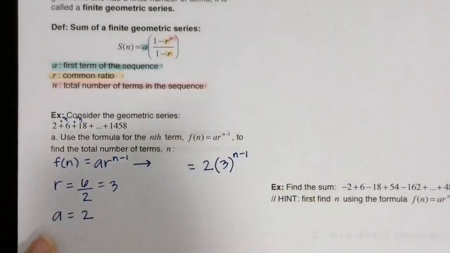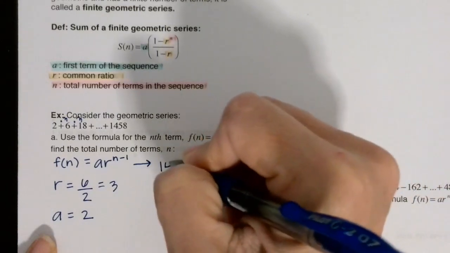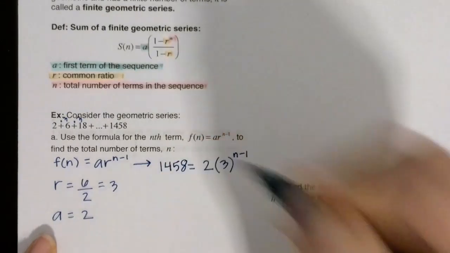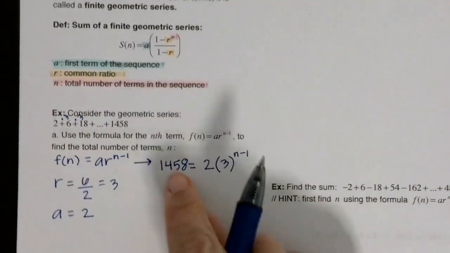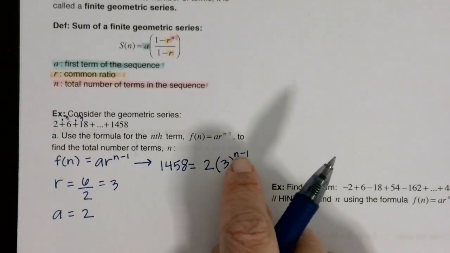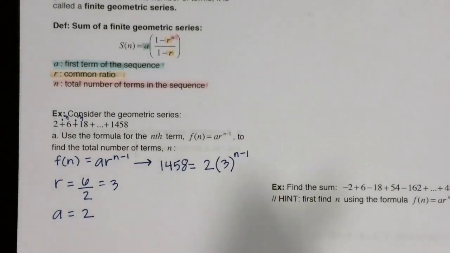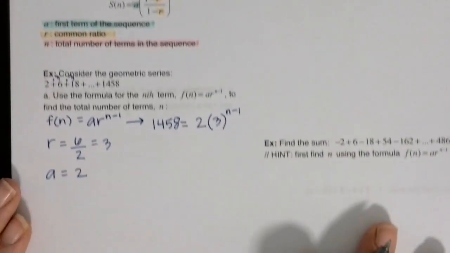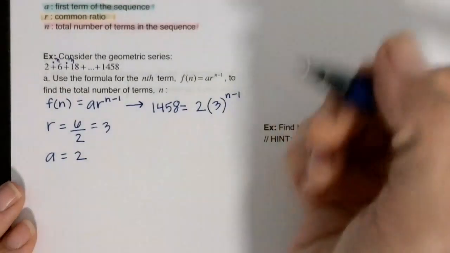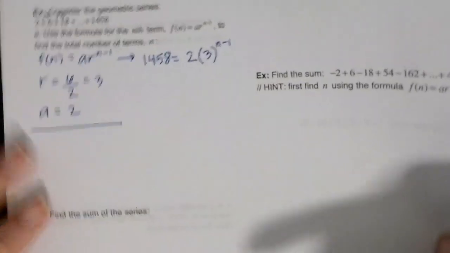We're trying to solve for n, and this is something different from yesterday. We're actually going to take that last term, and instead of writing f of n, we're going to plug in 1458. And that's because we want to figure out what number term gives us a value of 1458. Okay? So before we do that, I just want to do a little side note so that you guys can see over here how this works.